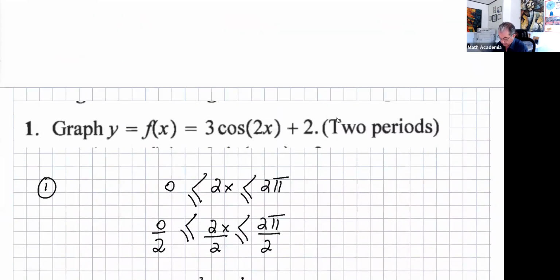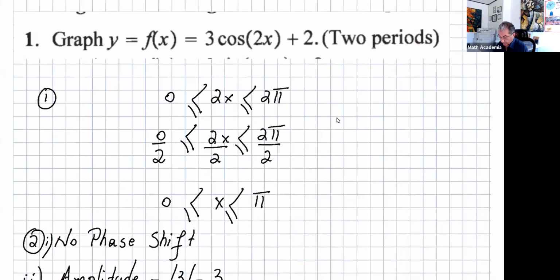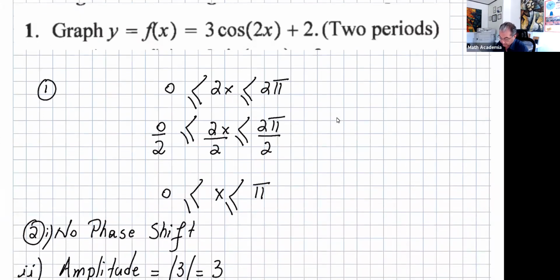I wrote them here. The first function is right here, 3 cosine 2x plus 2, and I ask you to do 2 periods. So I put all the steps for you.